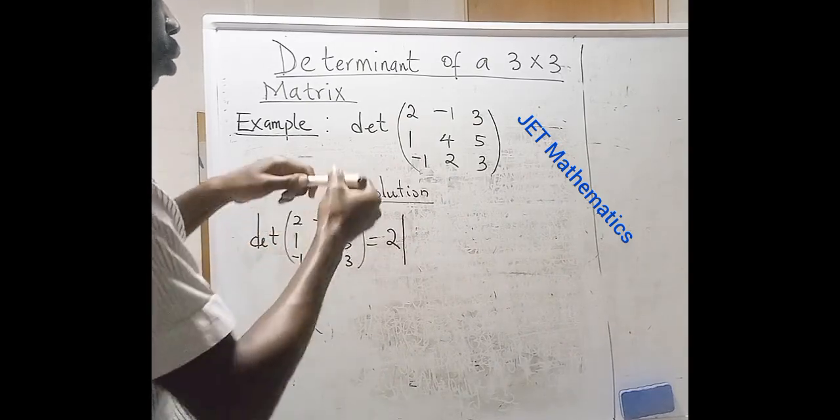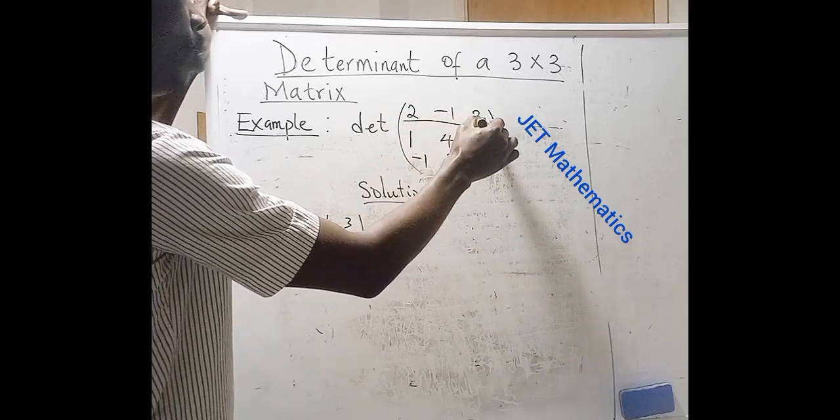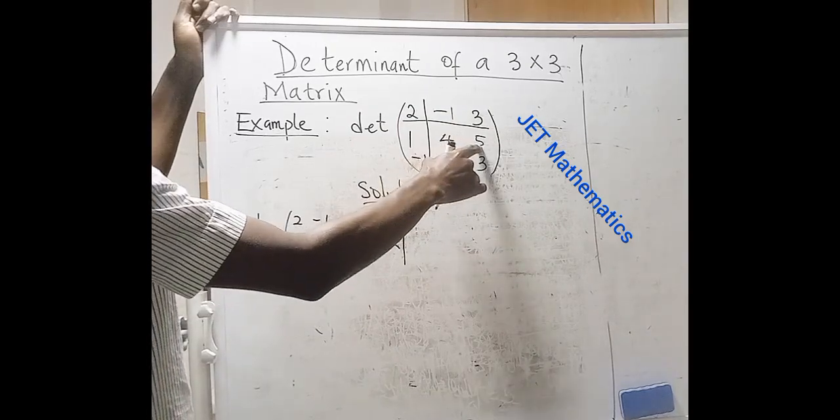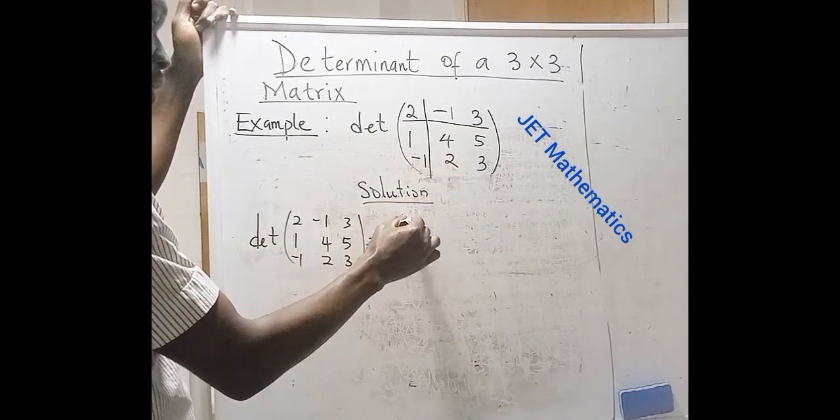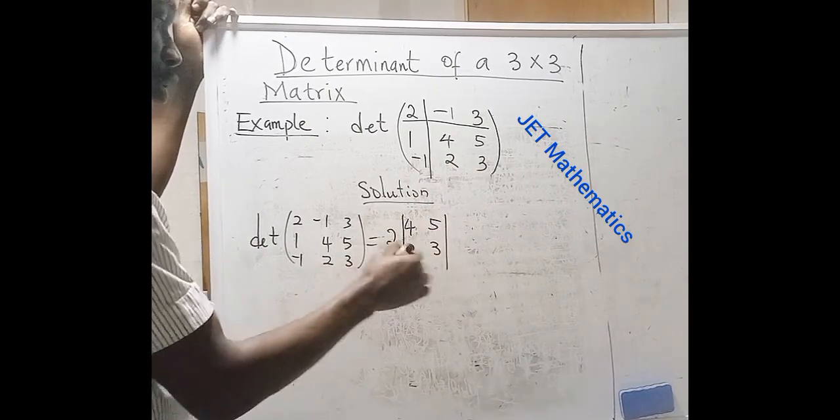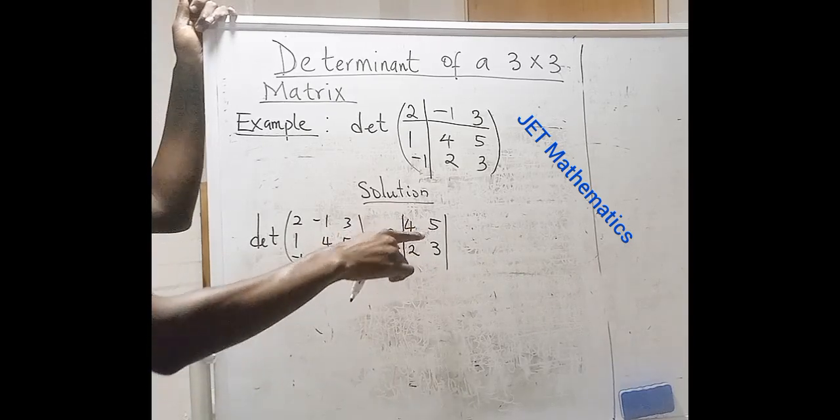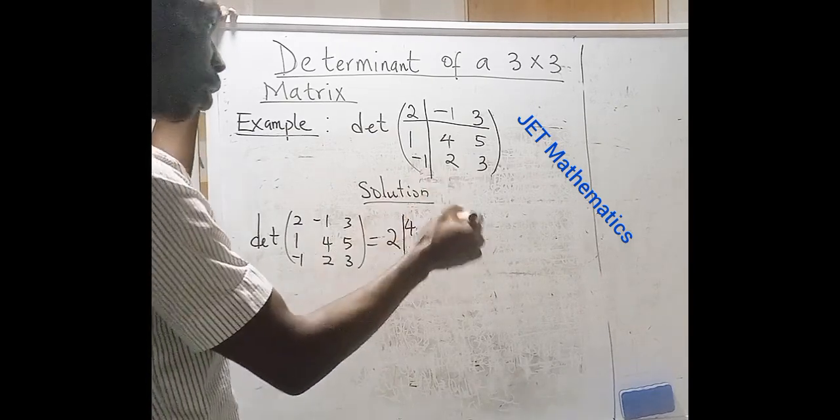and see. When we take 2, we block all of this row and block all of this column. We're left with 4, 5, 2, 3. So you put 4, 5, 2, 3. So you see it reduces this matrix here to a 2 by 2 matrix.